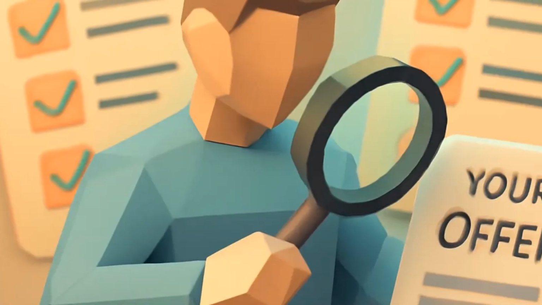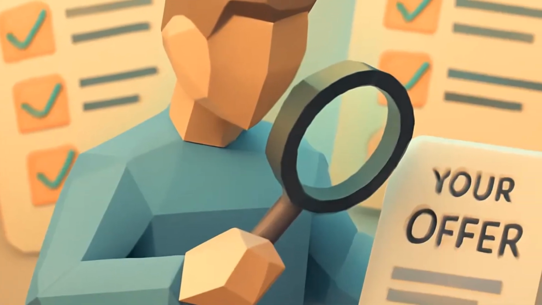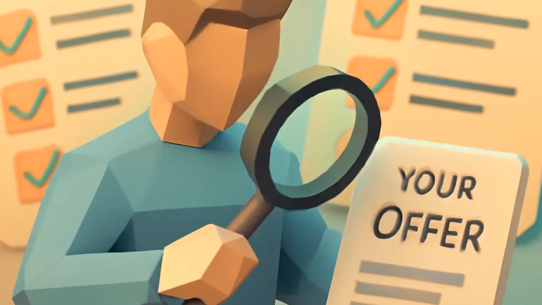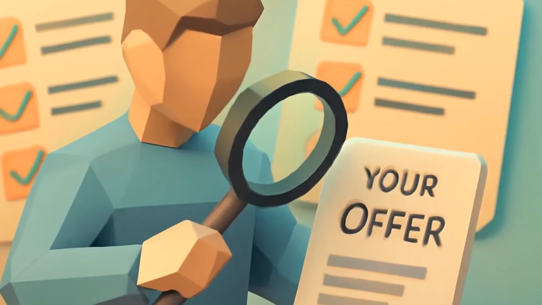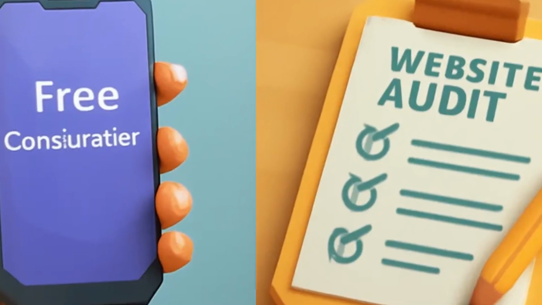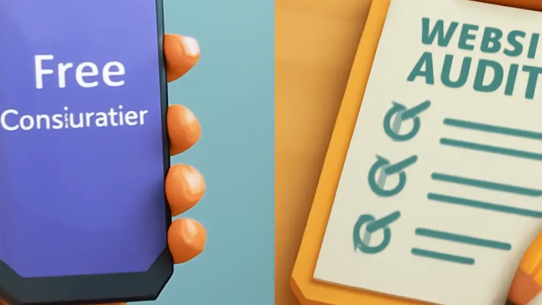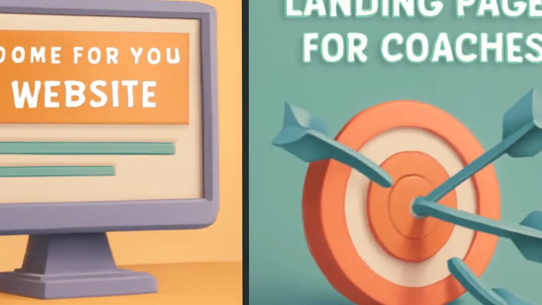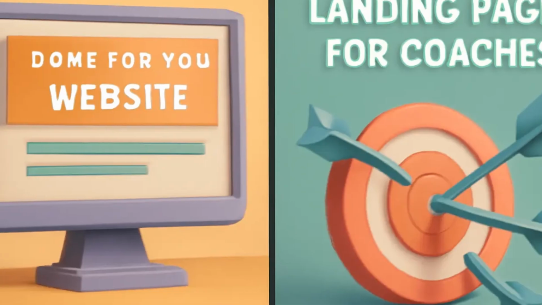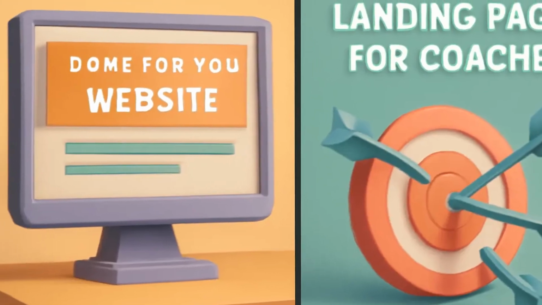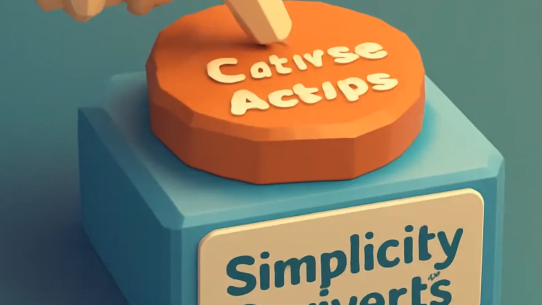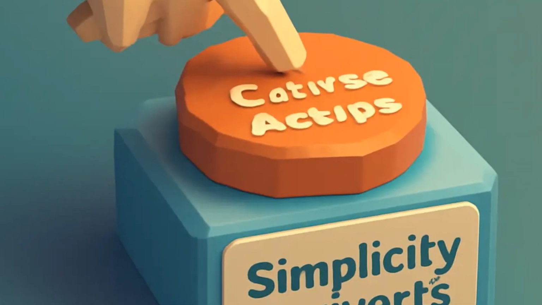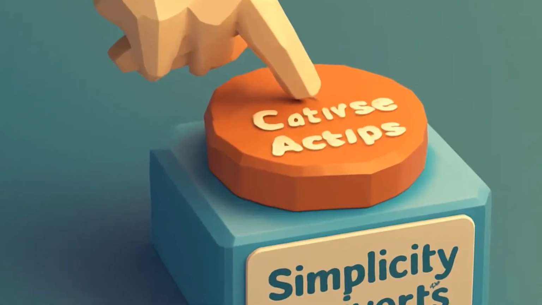Step 1. Get clear on your offer. Before you run any ad, you need to be super clear about what you're promoting. Options: a free consultation, a lead magnet, like a website audit checklist, a done-for-you website package, a niche service like landing pages for coaches. Choose one clear call to action. Simplicity converts.